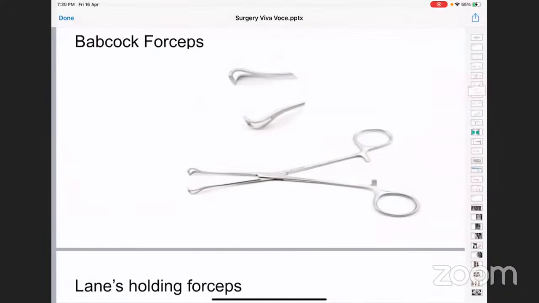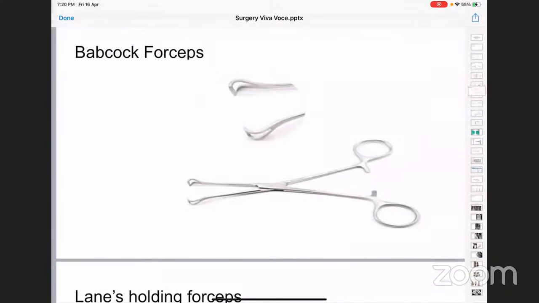Then we have something known as Babcock forceps. So Babcock forceps are pretty similar to the Alice forceps with two major differences. One is the grasp is atraumatic because the tips of the blades are blunt. So they are smooth and blunt, and the tip is triangular, curved, and it has a triangular fenestration or a window on both sides. So this is for the tissue to bulge out when you grip it.